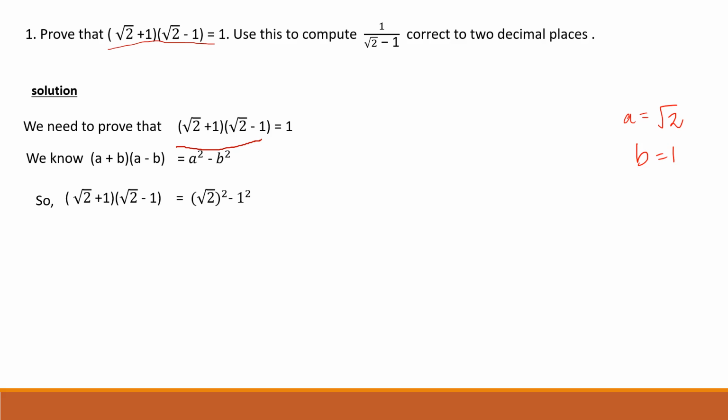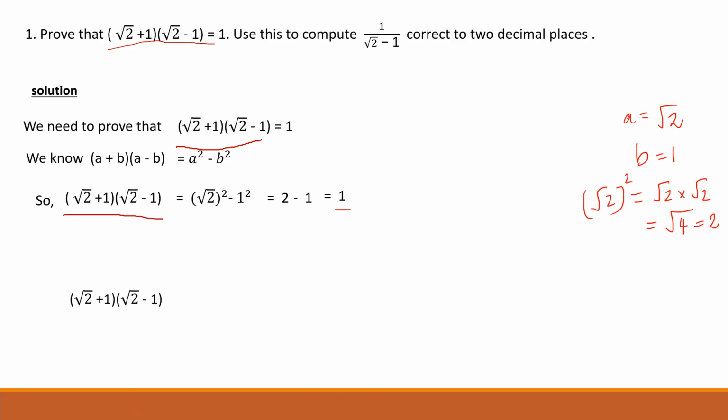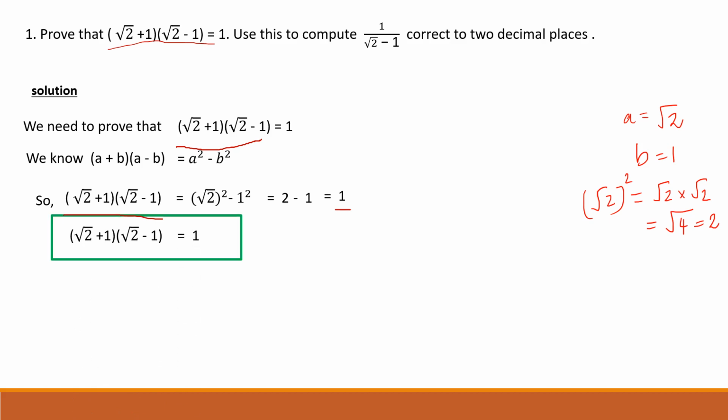So, square root of 2 the whole square. What does it actually mean? Square root of 2 the whole square means square root of 2 into square root of 2. That is equal to square root of 4. That is equal to 2. So, this becomes 2 minus 1, isn't it? And that is 1. So, what we got? Combine this and the last result. We get (square root of 2 plus 1) into (square root of 2 minus 1) is equal to 1. And this is the answer.